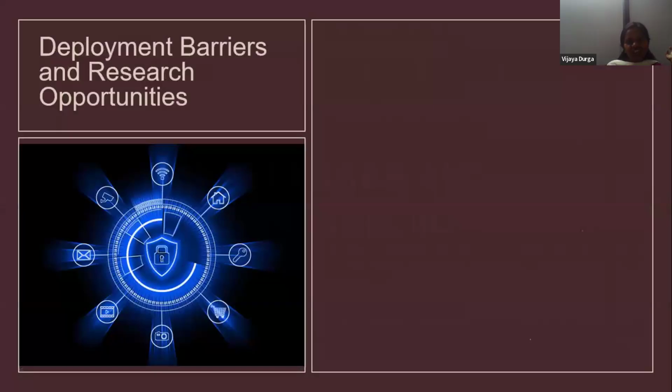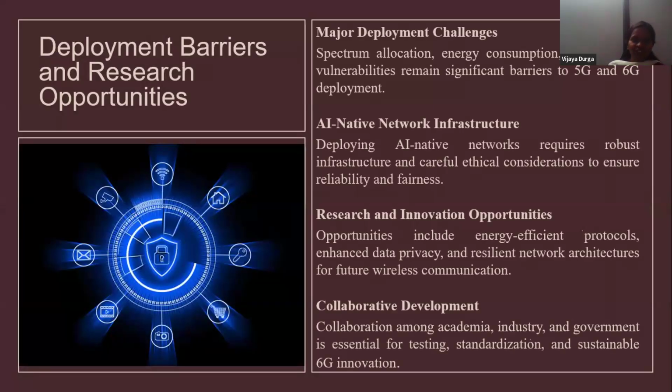Challenges and future directions. What are the research opportunities? This is very important for the faculty side. Major deployment challenges include spectrum allocation, which is very important, then energy consumption, that means energy efficiency, and security vulnerabilities, that means network security. For this one, you can use quantum communication and quantum security. These remain significant barriers to 5G and 6G deployment.